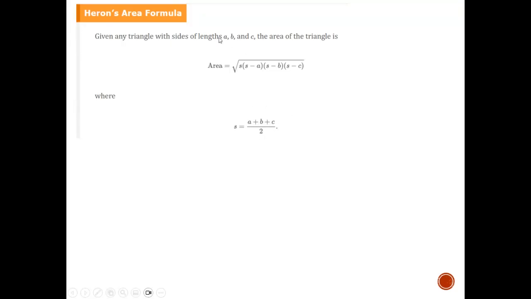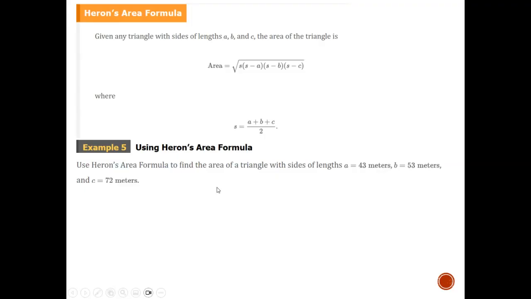So we use the three side lengths. We don't need an angle measure. We just need all three side lengths of the triangle. We plug them in and we get the area this way. Okay, so we're going to use the area formula here to find the area of a triangle with lengths 43, 53, and 72. First we're going to find S, plug everything in appropriately.